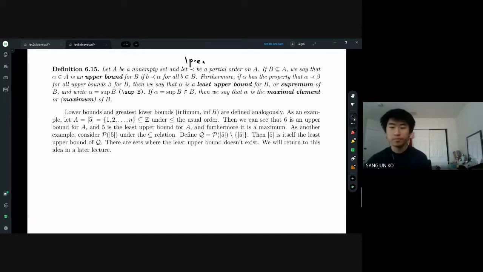Okay? And then if the supremum is contained in the set, then we say that alpha is the maximal element, or the maximum of B. So this is like a gigantic definition, right? It's pretty thick, so maybe you need a moment to think about it, and I'll give you a moment.